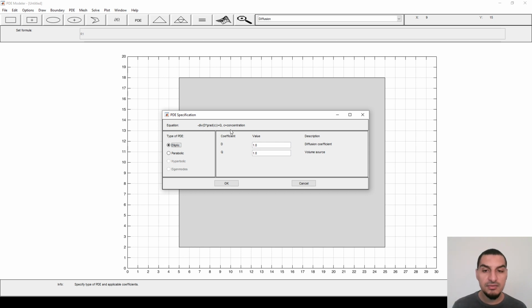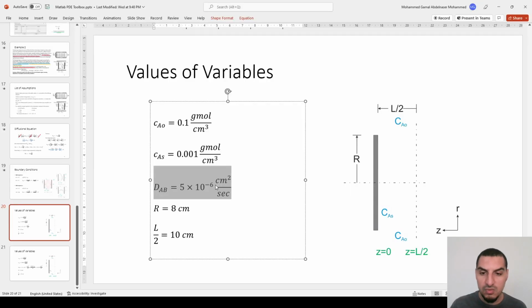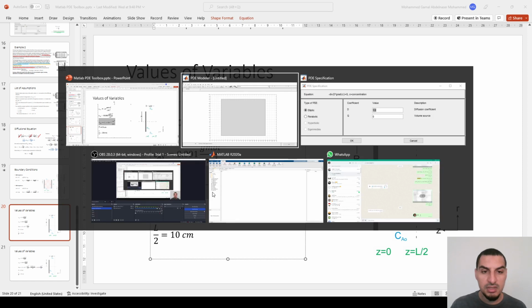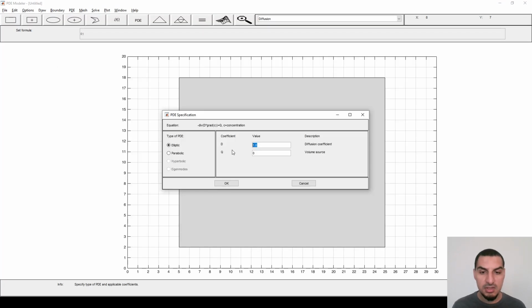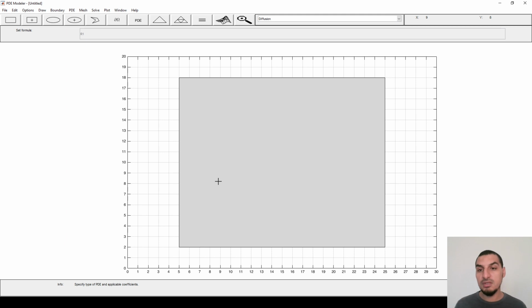And here I have the equation, and as we said, Q represents the reaction or the generation term, which is called the volume source. You don't have any reaction, so I'm gonna make the volume source 0. And as we said, the diffusion coefficient I think was 5 multiplied by 10 power minus 6. So I'm gonna make it 5e minus 6. So now I have the diffusion coefficient defined.